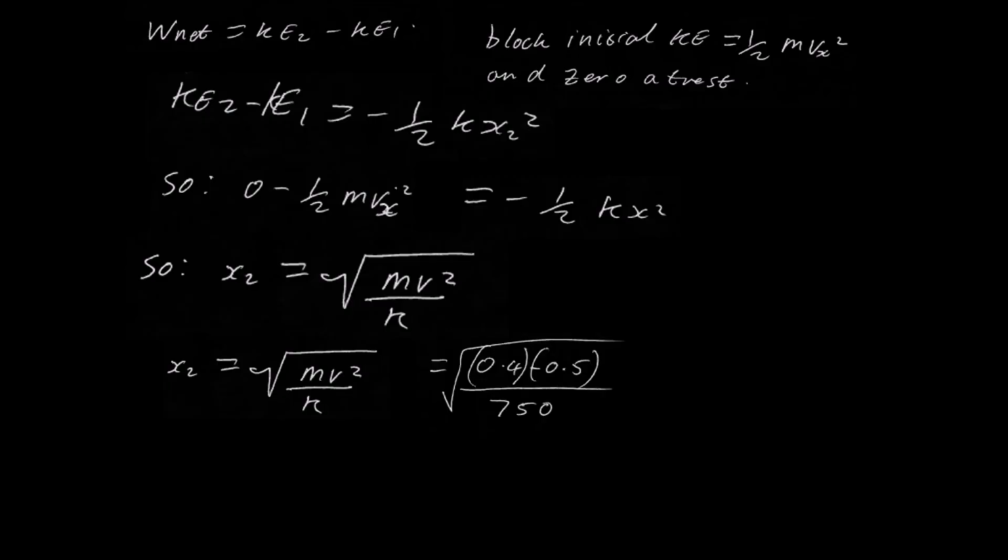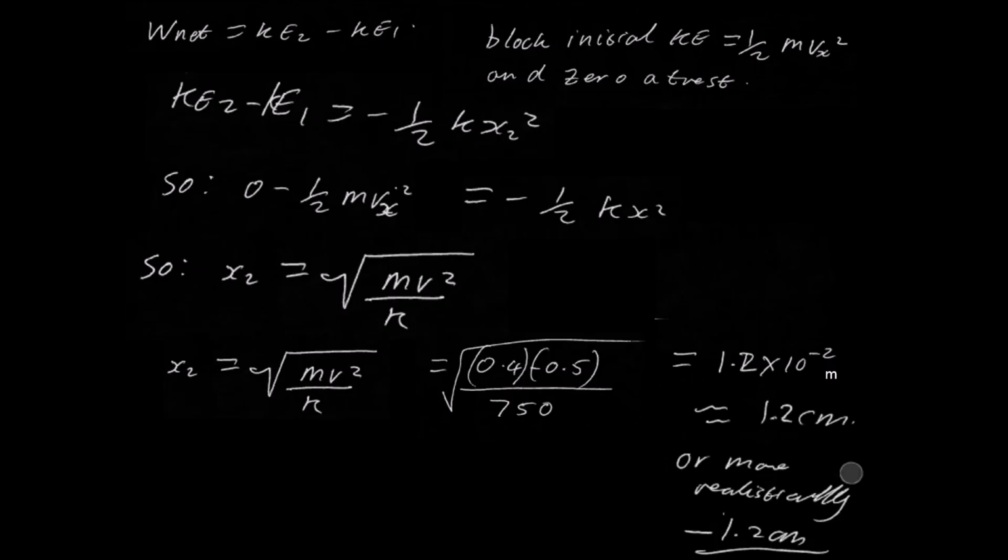Substitute in. We know the mass, we have the velocity, we have our 750 here for k, newtons per meter. This will give us 1.2 times 10 to the minus 2 meters, which of course is about 1.2 centimeters. Or, more realistically, a negative 1.2 centimeters, a compression of the spring of 1.2 centimeters, or 1.2 times 10 to the minus 2 meters.